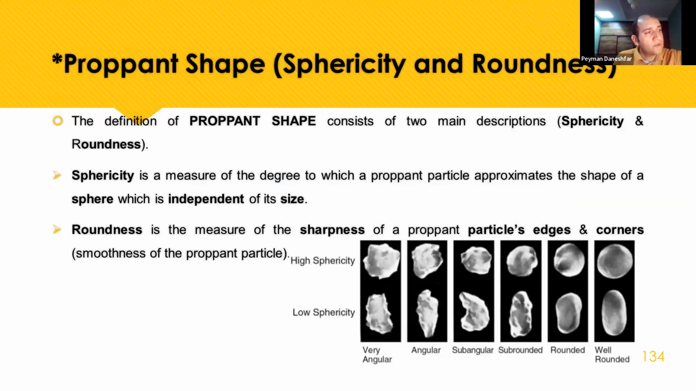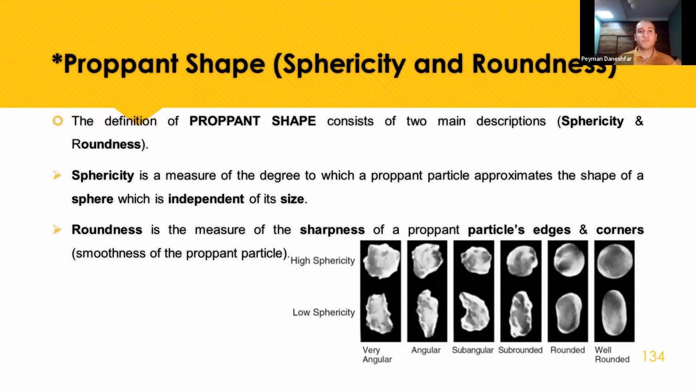So I told you before about the sphericity. If you see that, it has a good roundness, good sphericity. The definition for the Proppant shape consists of two descriptions: sphericity and roundness.